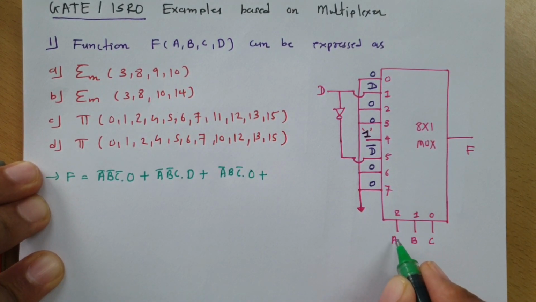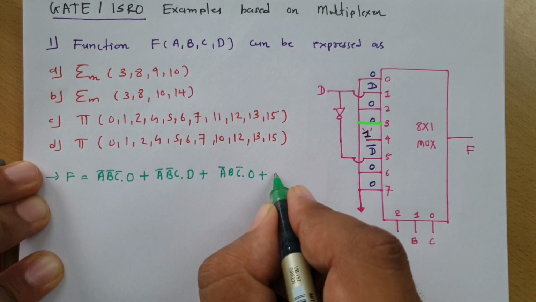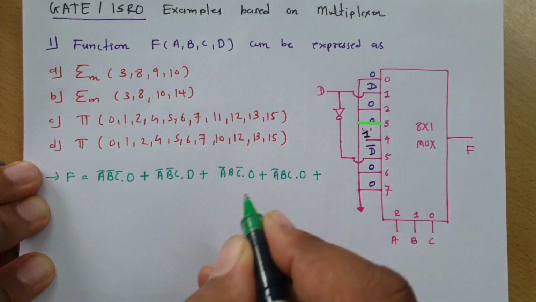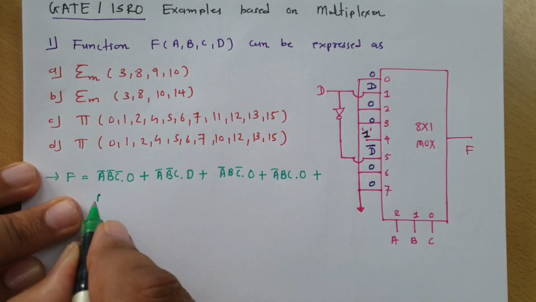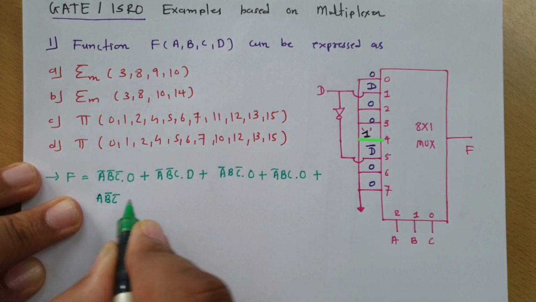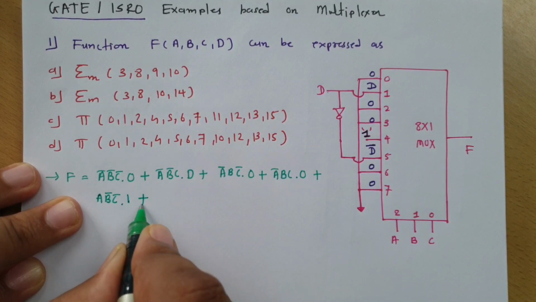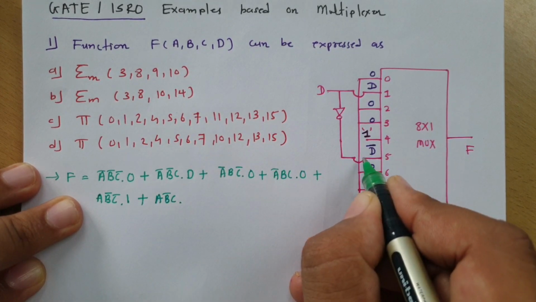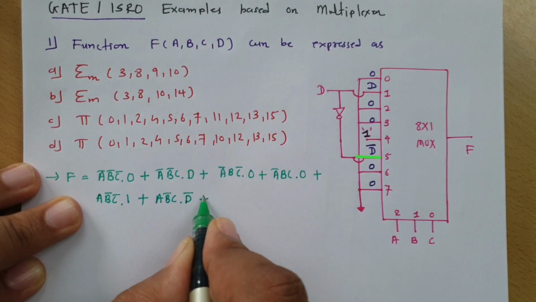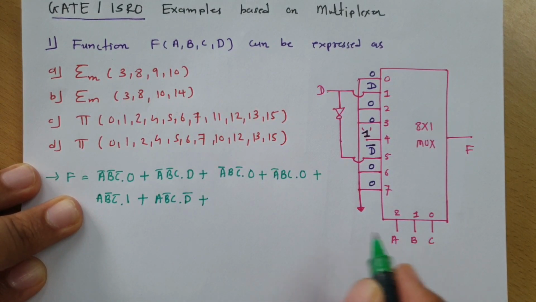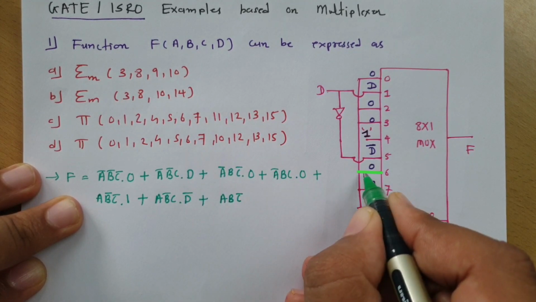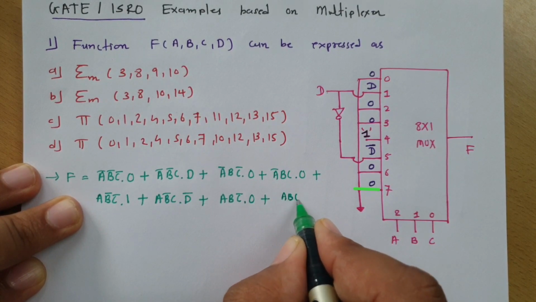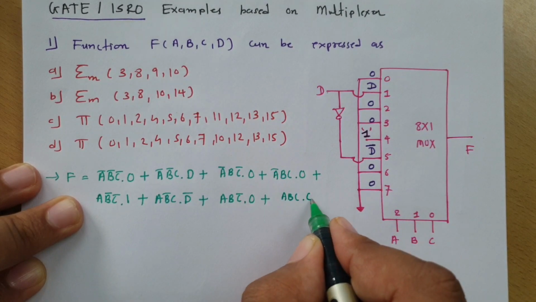Now when ABC is 0, 1, 1, meaning A bar, B, C, it will select line 3, which is 0, so dot 0. Plus when ABC is 1, 0, 0, meaning A, B bar, C bar, it will select line 4, so that is 1, so dot 1. Plus when ABC is 1, 0, 1, meaning A, B bar, C, it selects line 5, that is D bar, so dot D bar. Plus when ABC is 1, 1, 0, meaning A, B, C bar, it will select the 6th line, that is 0. When this is 1, 1, 1, A, B, C dot this line, that is 0.